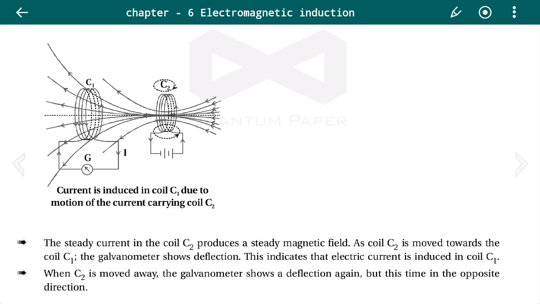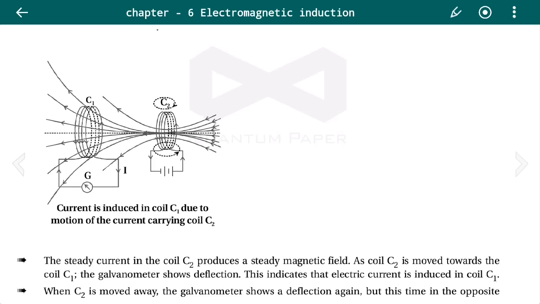So from where will we get this magnetic field? We get this magnetic field due to the current passing through coil C2, and for that reason the battery is connected to coil C2. So now the magnetic field is produced around coil C2 due to the current passing through it.